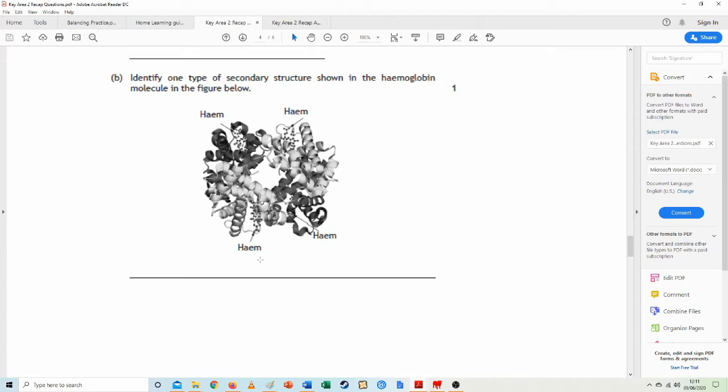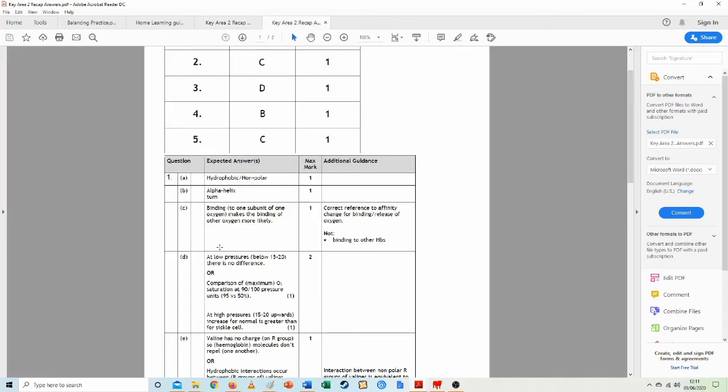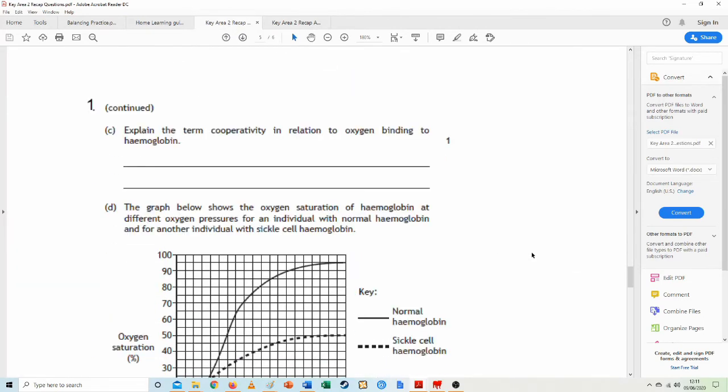So, one really obvious one that I can see is the alpha helixes. You could get away with turns. The turns are really the connections between the alpha helixes or beta pleated sheets. So you could either say turns, which are these little bits here hanging out, or you could have said the alpha helixes, and I think both of those are represented in the answer scheme, so you get 1 mark for that. Right. Graph questions.